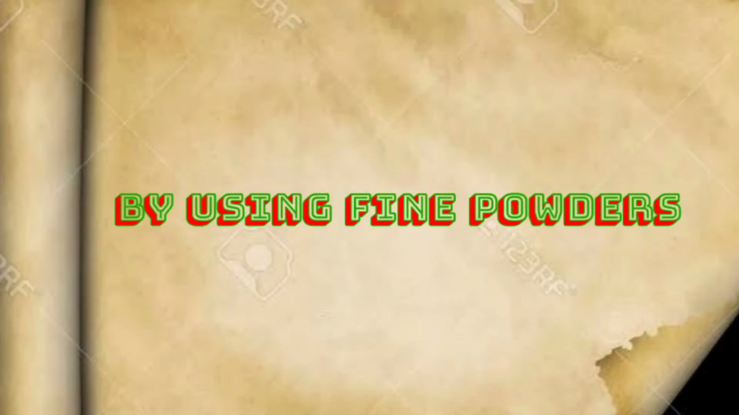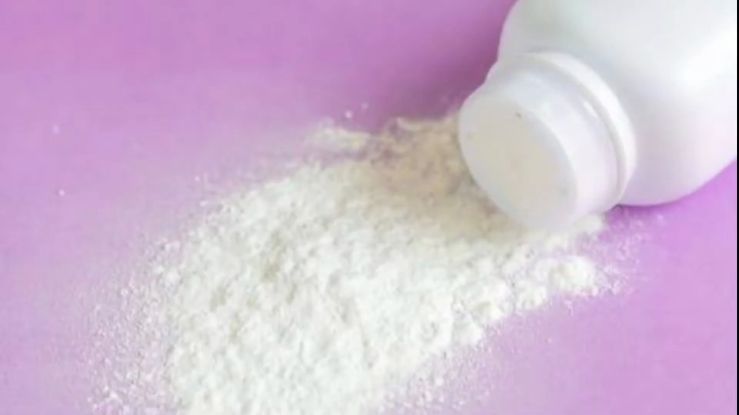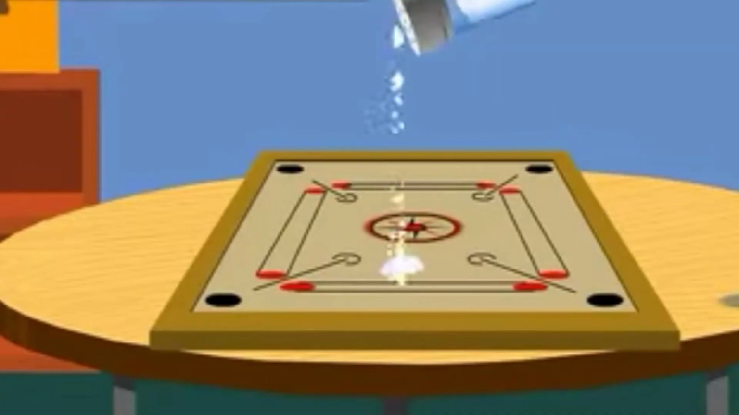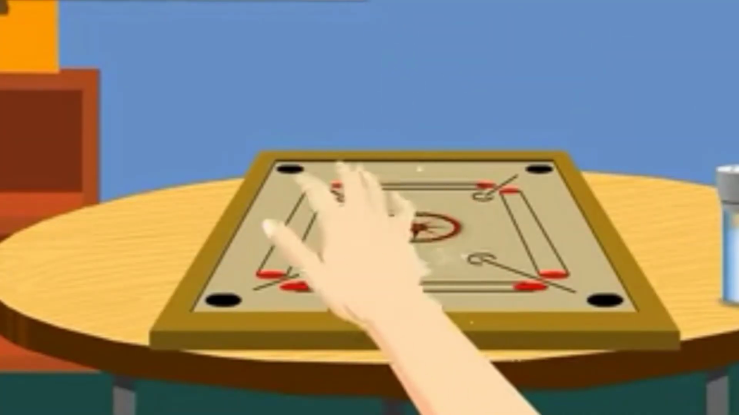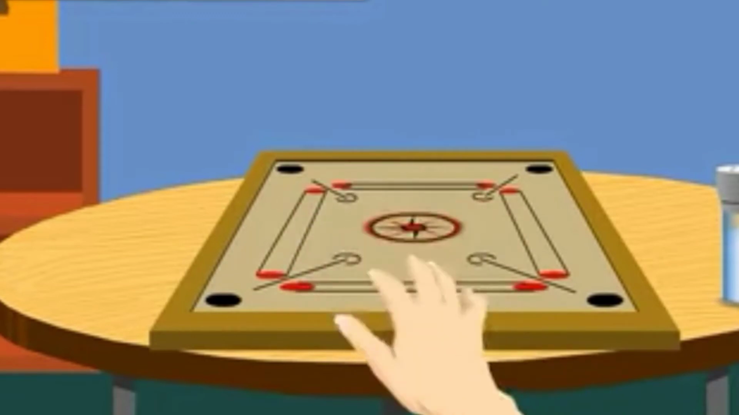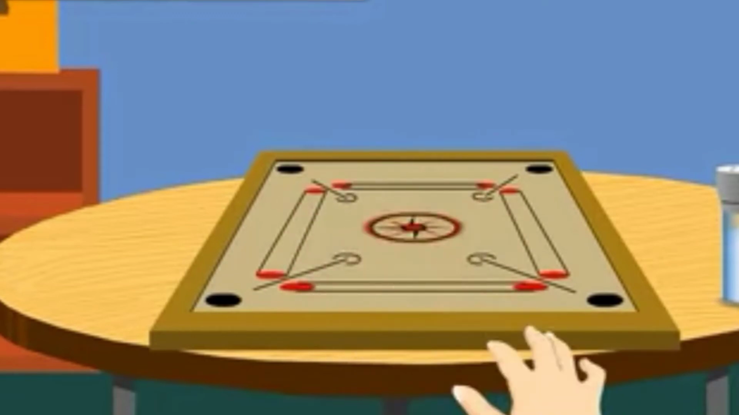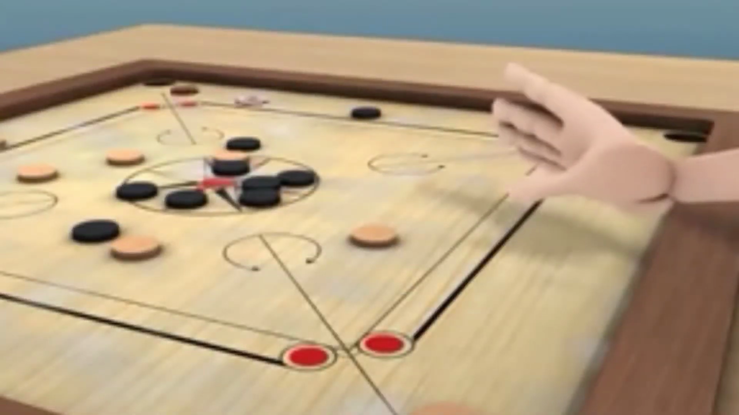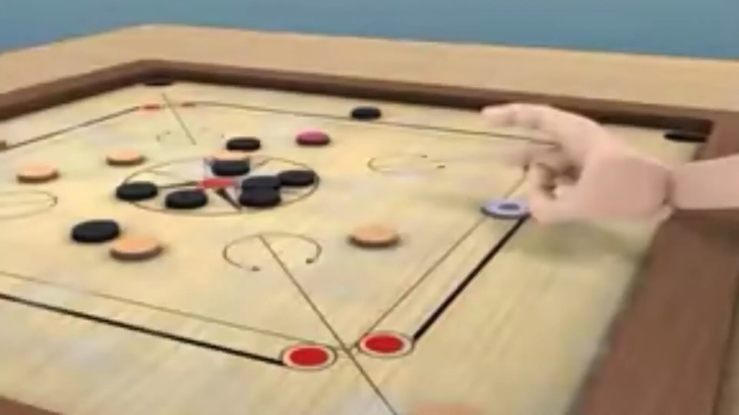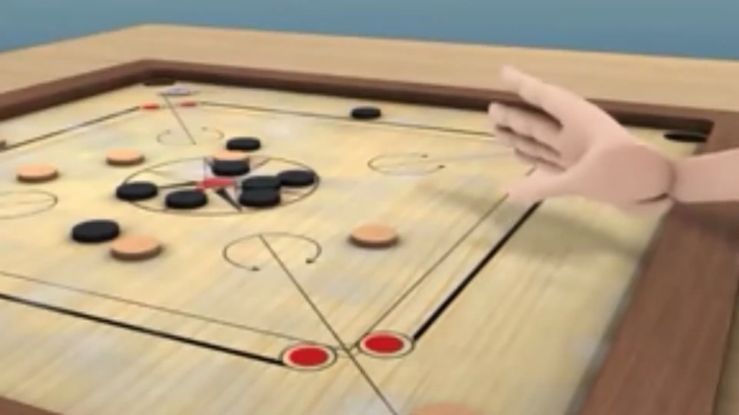Second, by using fine powders. Talcum powder is used as a lubricant. When we sprinkle powder on a carom board, the depressions on the surface of the board and the coins of carom get filled with the powder. This makes the surface smoother and reduces friction between the board, the striker and the coins of the carom.